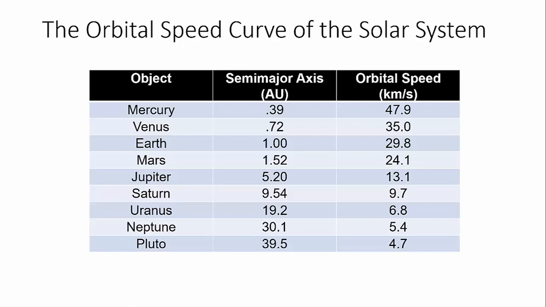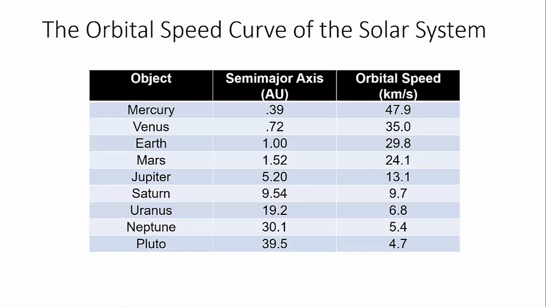But look at Mercury. It's going about 60% faster than the Earth, and it has to. Where Mercury is, the gravitational force from the sun is so much stronger that if it wasn't going that fast, it would move in even closer to the sun, possibly falling into the sun. Then look at Jupiter. It's going less than half as fast as the Earth is.